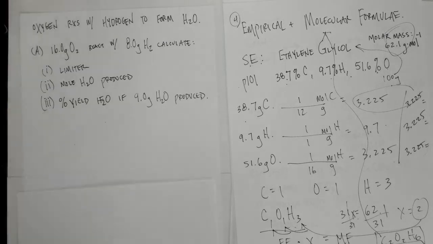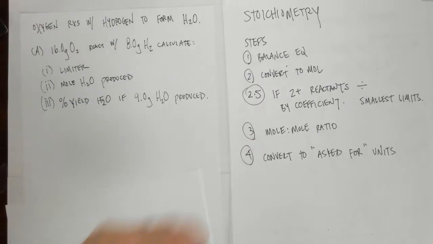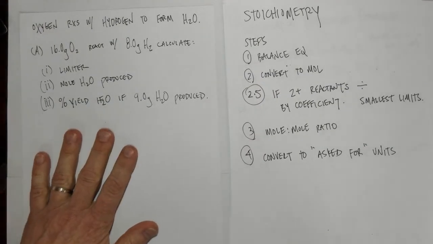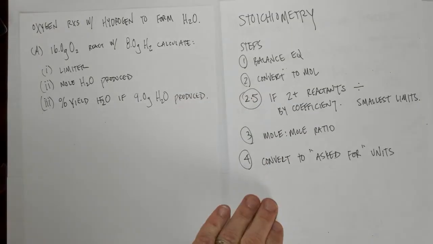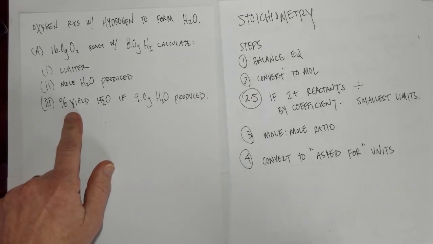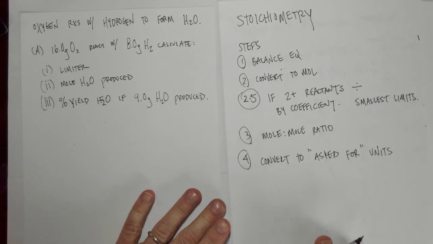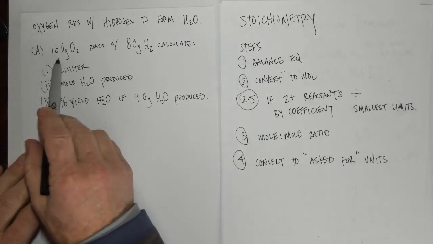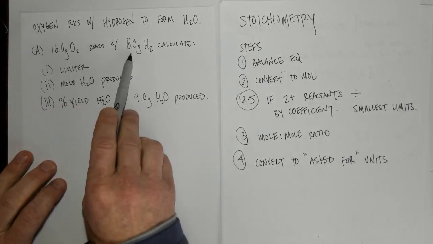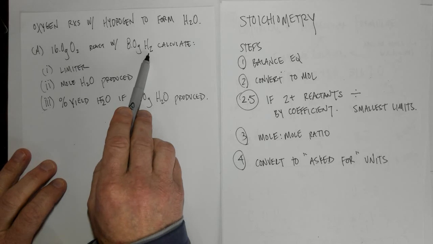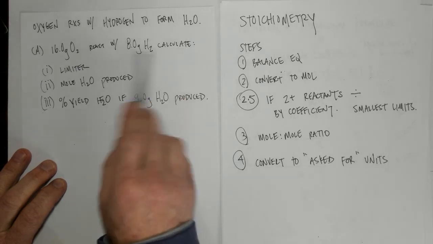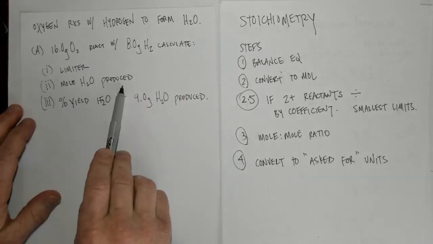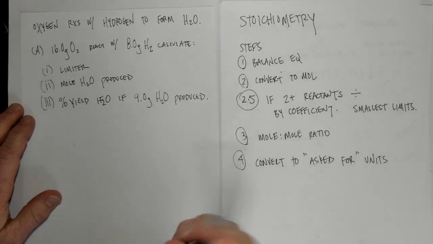So let's put these off to the side right here, and then let's go through one sample problem where I go through all 4 steps, and I'll toss in a percent yield too, in case you're not sure what that is, because you might get asked one of those problems on the test or on the quizzes as well. So first of all, we're given that 16 grams of oxygen react with 8 grams of hydrogen to form water. And we want to calculate the limiter, the moles of water produced, and the percent yield if 9 grams of water is produced.